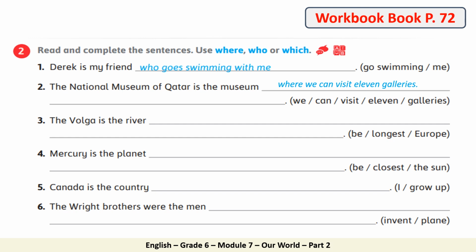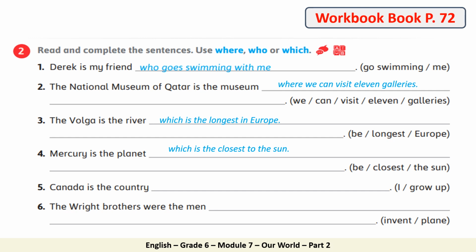Okay, let's go to number 3. The Volga is the river, and we have the prompts be longest and Europe. River is right again. It's a thing. And so we need to use which is the longest in Europe. Very good. Number 4, Mercury is the planet. And the prompts between brackets are be closest and the sun. The planet, what is it? Again, it's a thing. So we're going to need, right, which is the closest to the sun.